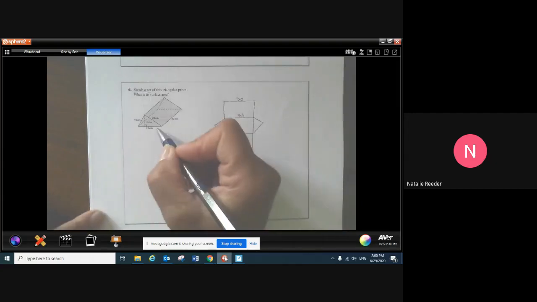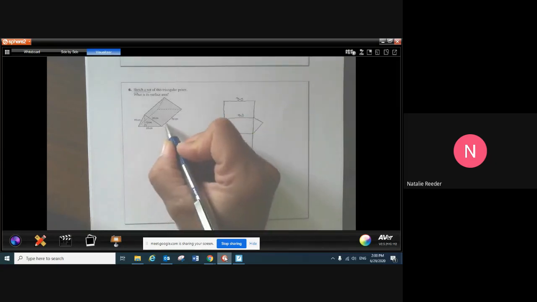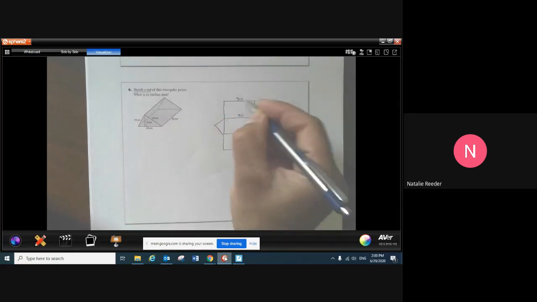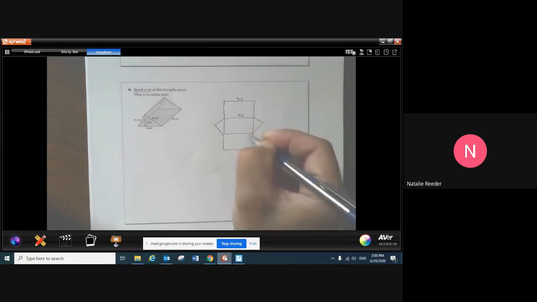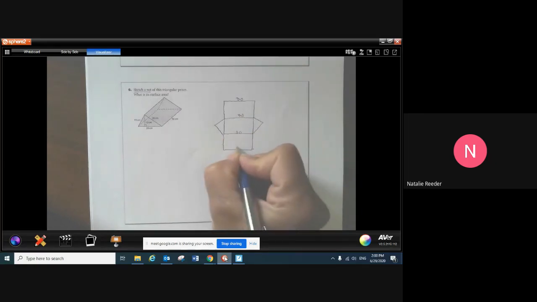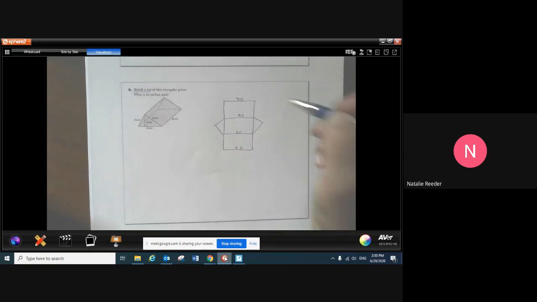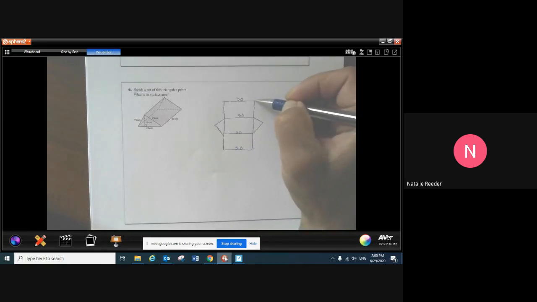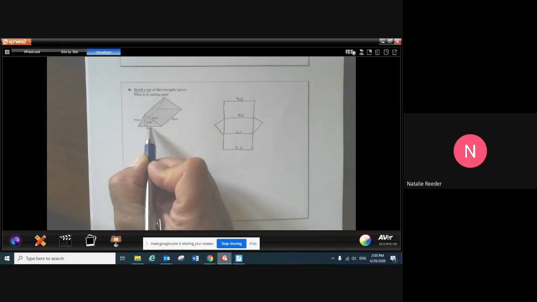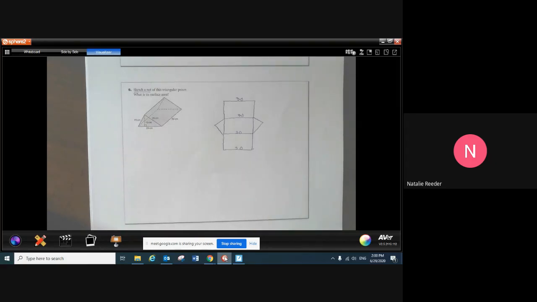Now, by looking at the triangular prism, we can see that the height of the prism is 30 centimeters. That's how wide it goes. So the top lines, these horizontal lines, would all be considered 30 centimeters. Now, if I look at the dimensions of my triangle, I've got one side that's 20 centimeters, one side that's 15, and one side that is 25.